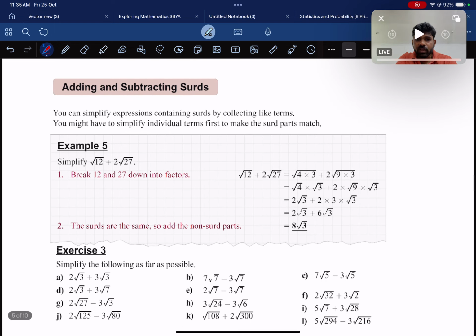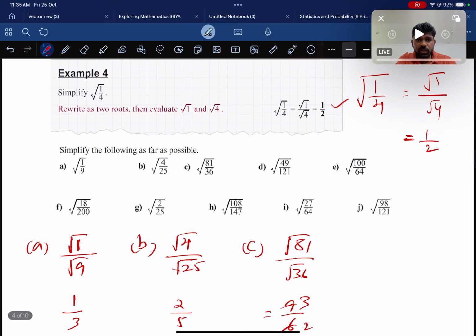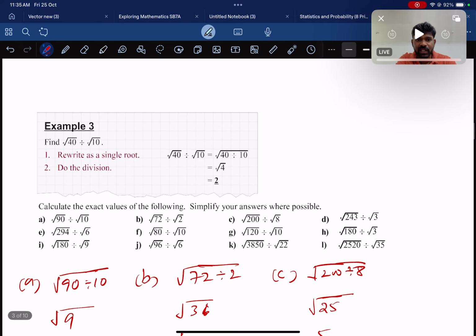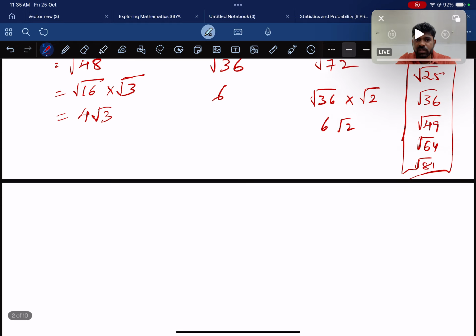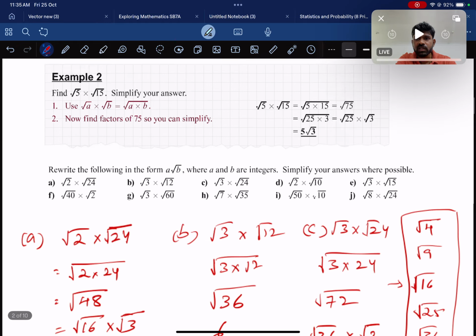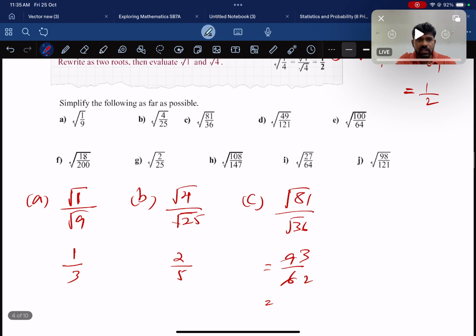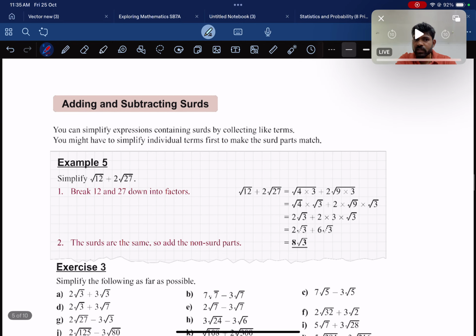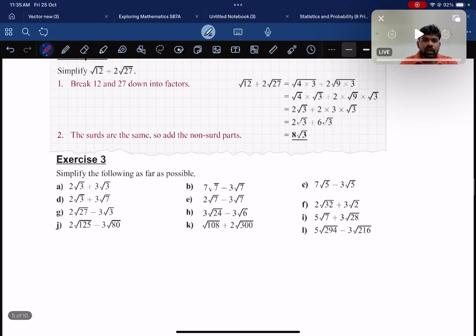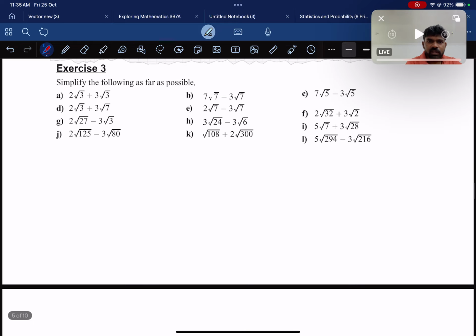Fine. All of these questions that we have done up to example number 4 are multiplication of the surds, division of the surds, and simplification of the surds. These were the ones discussed up to example number 4. In example number 5, we will be discussing addition and subtraction of the surds. How do we add or subtract the surds? Okay, let me discuss with an example itself here.